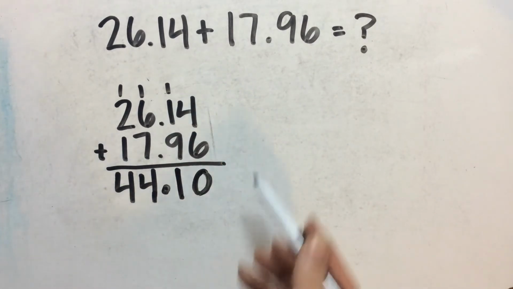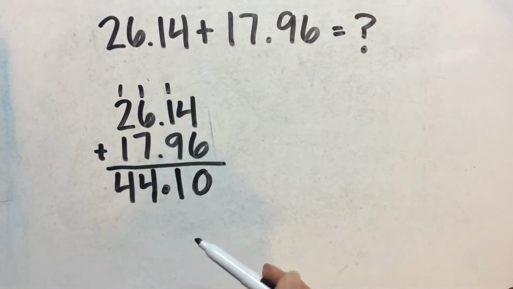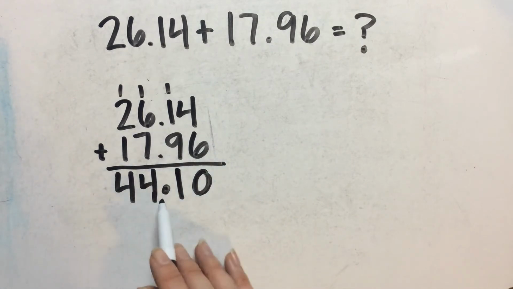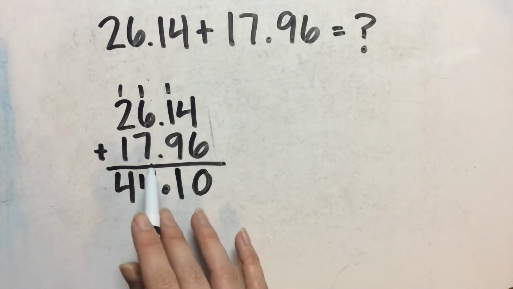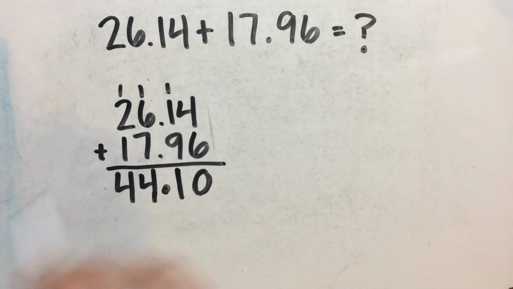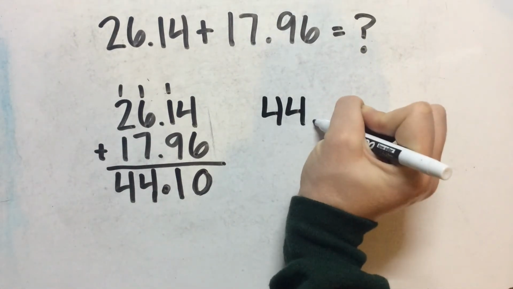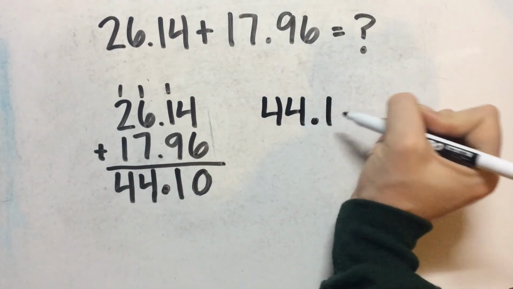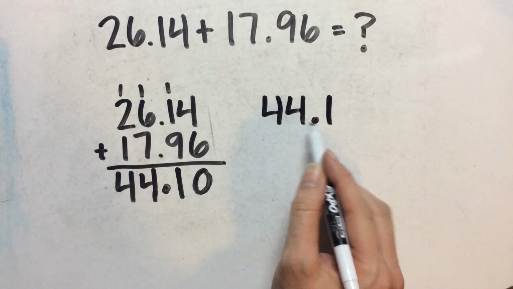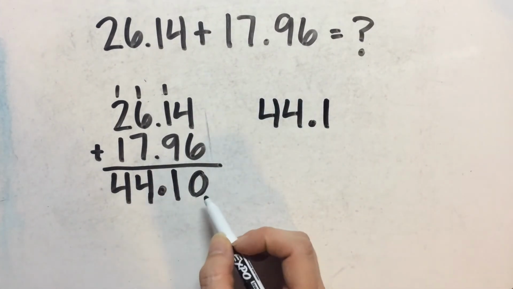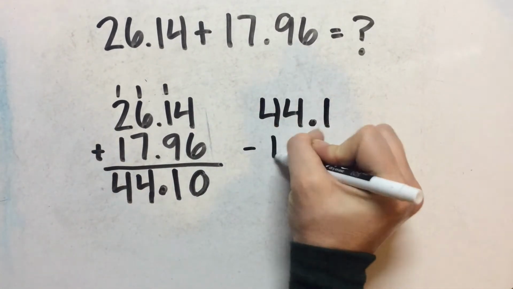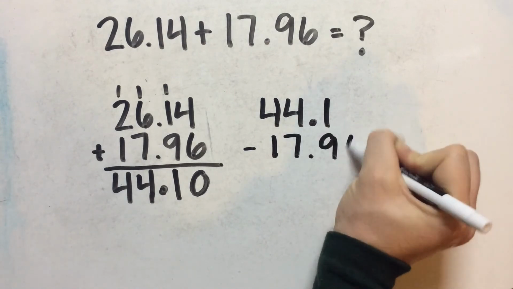Okay, now we're going to do the inverse operation and do subtraction. So we're going to take this 44 and 10 hundredths and subtract 17.96 to see if we get 26 and 14 hundredths. Okay, and the same thing with subtraction. You want to make sure you line up those place values. So really this number is 44 and 1/10 or 10 hundredths minus 17 and 96 hundredths.